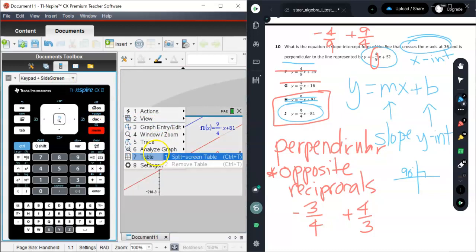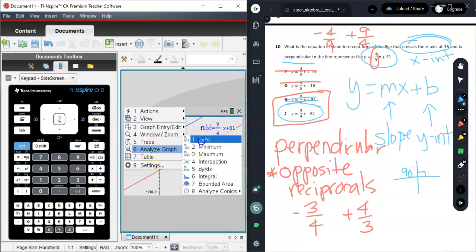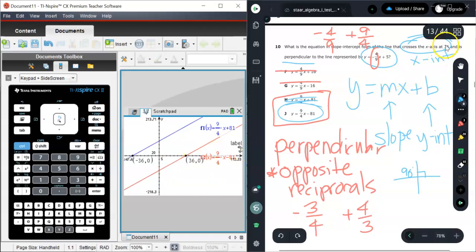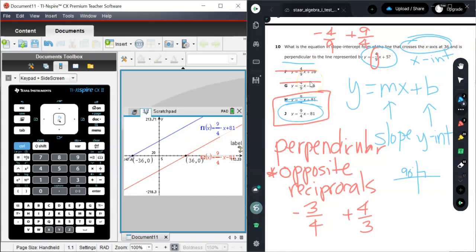I'm going to go to Analyze Graph, go to 0. Oops. There we go. I know my 0's right there, so I'm going to make sure that my range surrounds it. And if you look there, your 0 is at 36, which is what we're looking for where it crosses the x-axis. So we eliminated those two values based on what a perpendicular slope is. And then we graphed in the calculator to check and see which one actually crossed at 36.